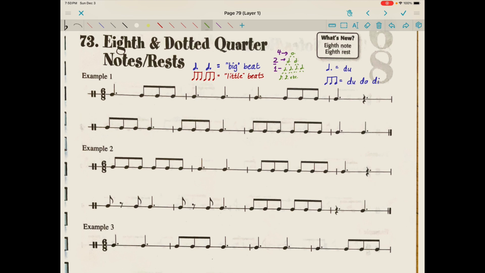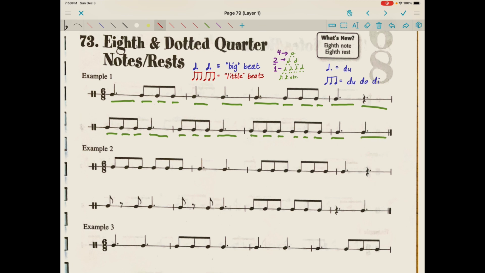Setting the metronome at 60, we're going to put this big beat into our hands or our feet. Remember that this beat that we're hearing from the metronome is our dotted quarter note beat. Ready, clap. Ready, speak. Do, do, da, di. Do, do, do. Do da di do, do da di do, do da di do, do da di do, da di do, do.